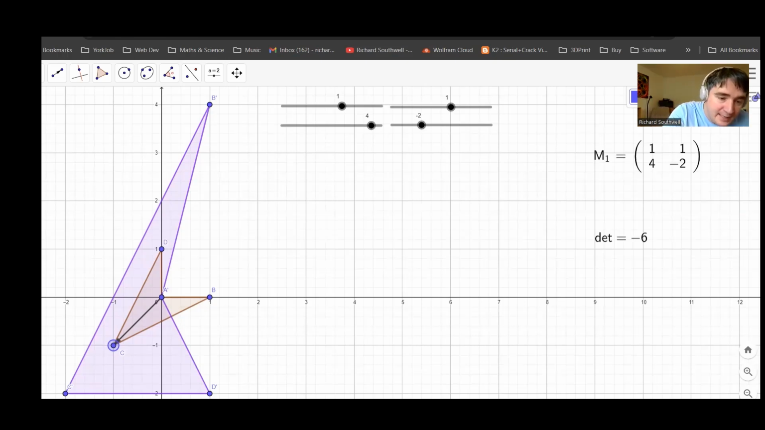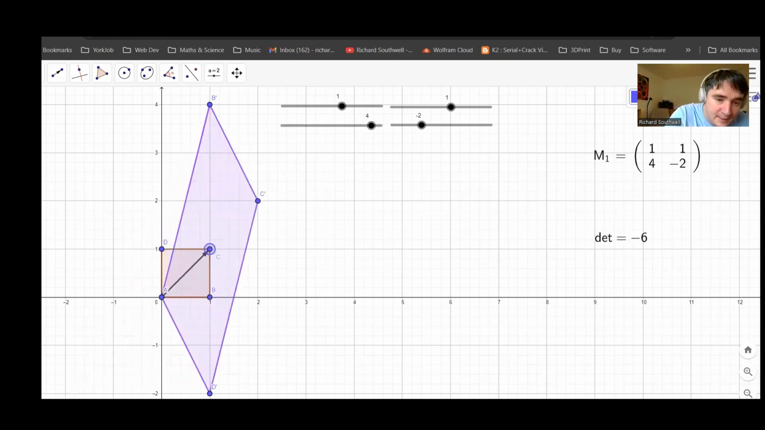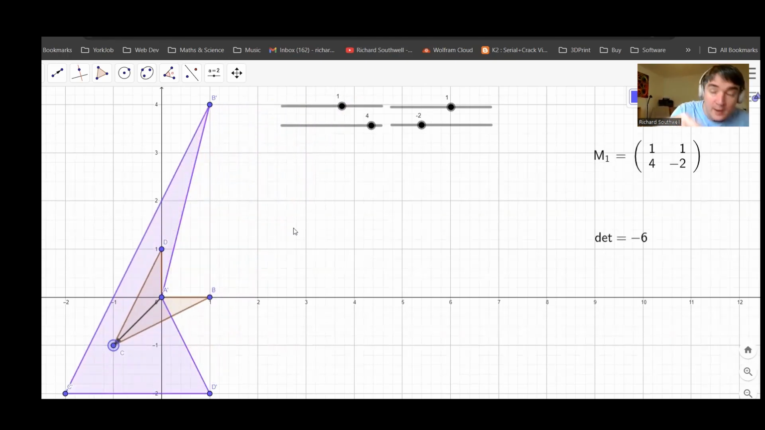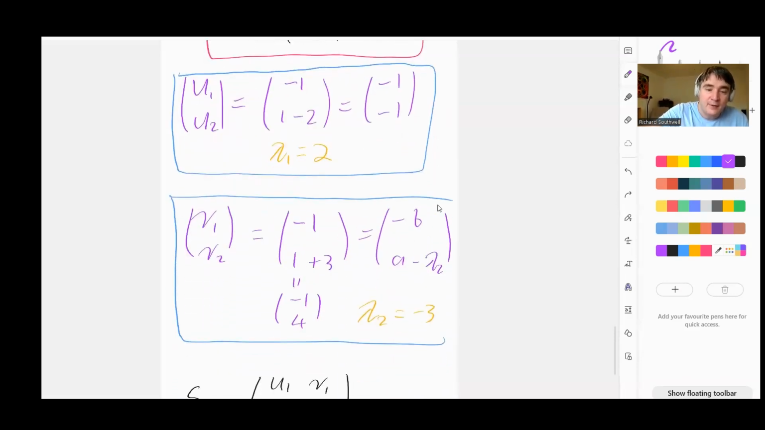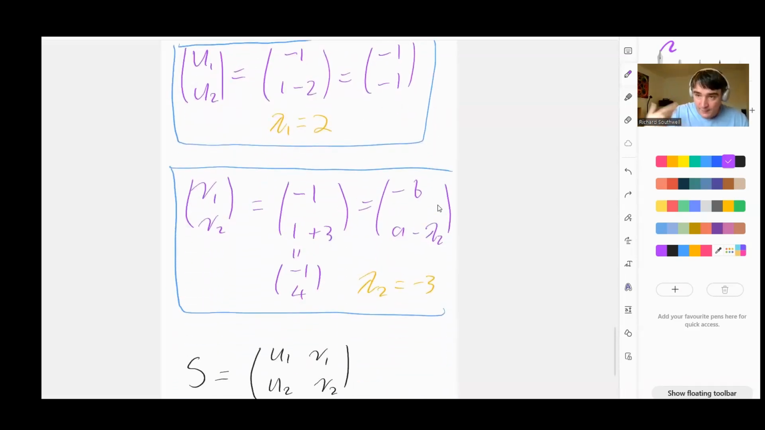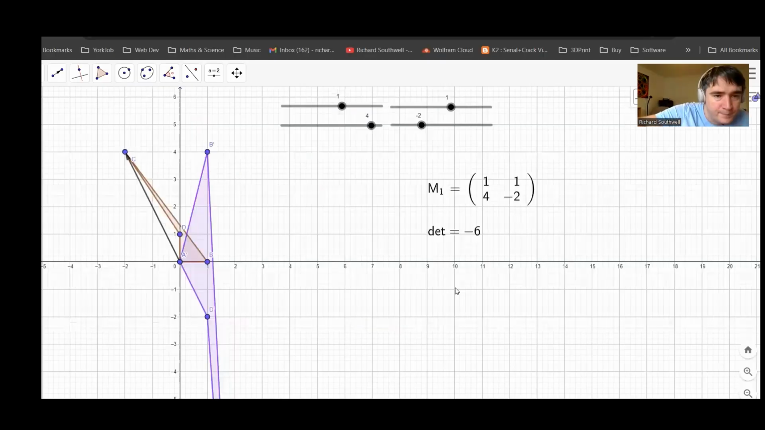Indeed, you can see that any multiple of that vector minus 1 is also going to be an eigenvector, but we'll pick minus 1 because it falls out naturally from our formula. So far so good. Now let's get the other eigenvector, the one associated with the eigenvalue lambda 2 equals negative 3. And we find that that's the eigenvector minus 1, 4.